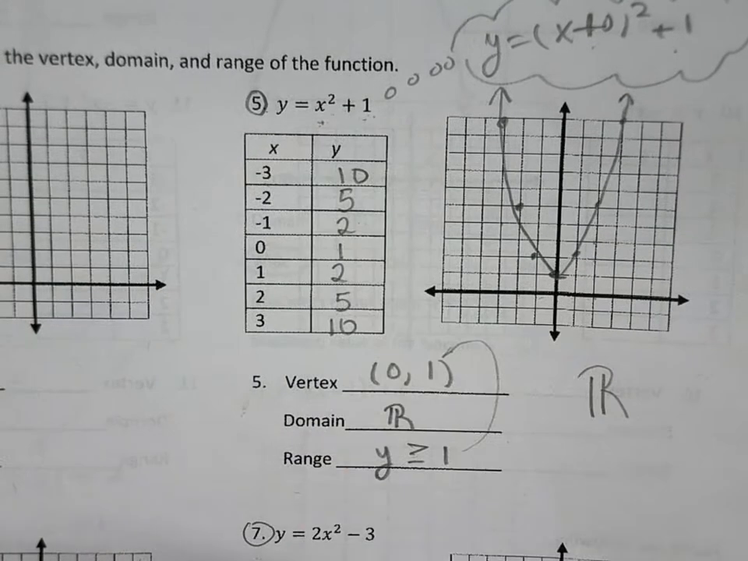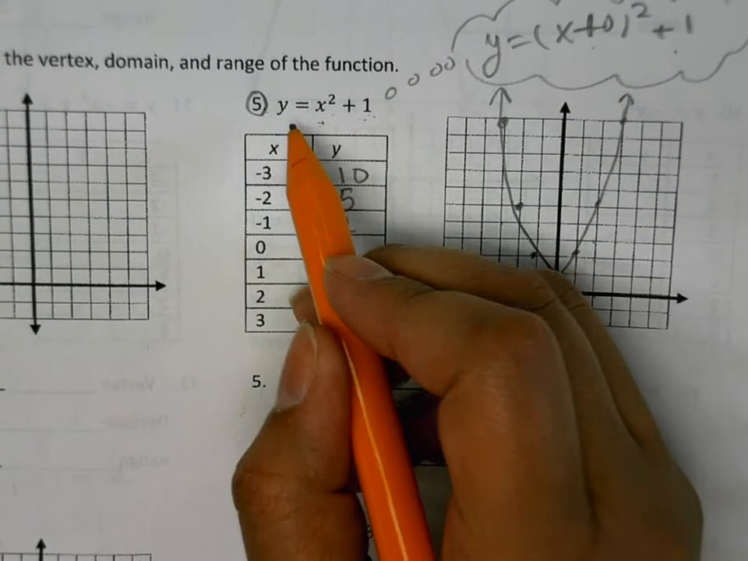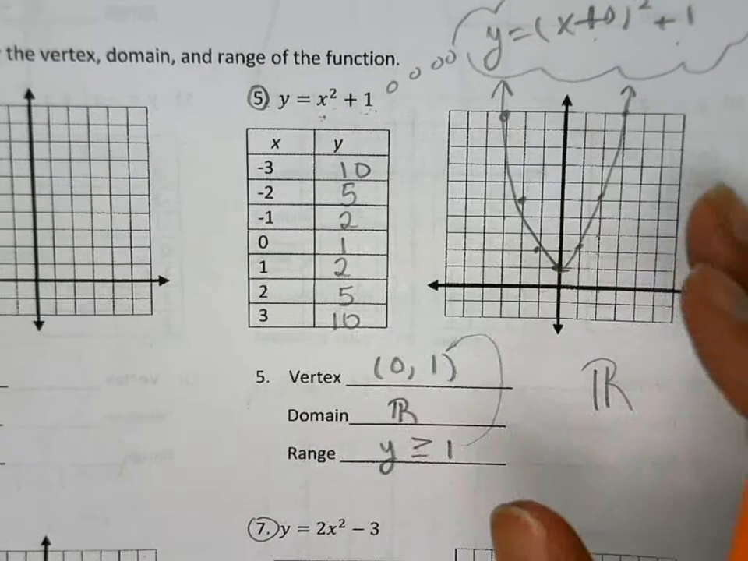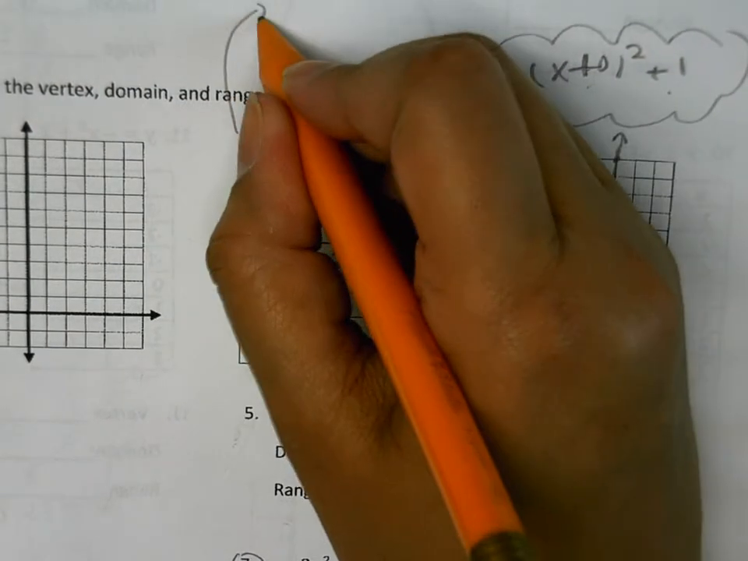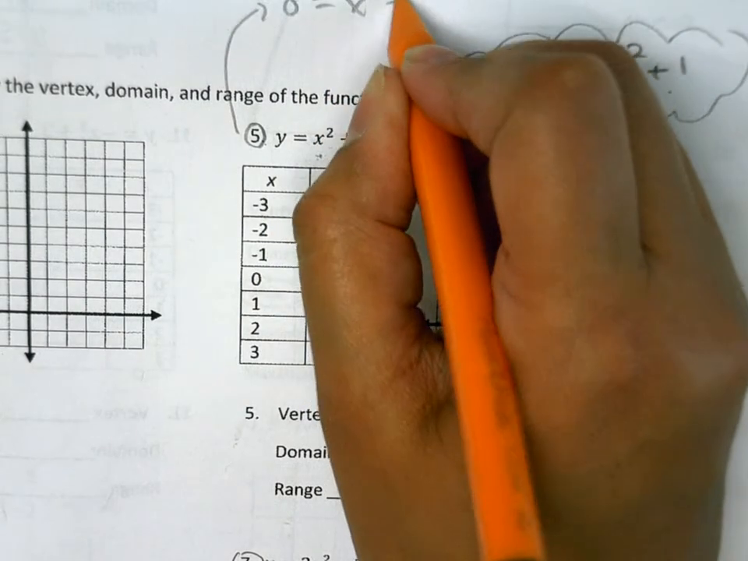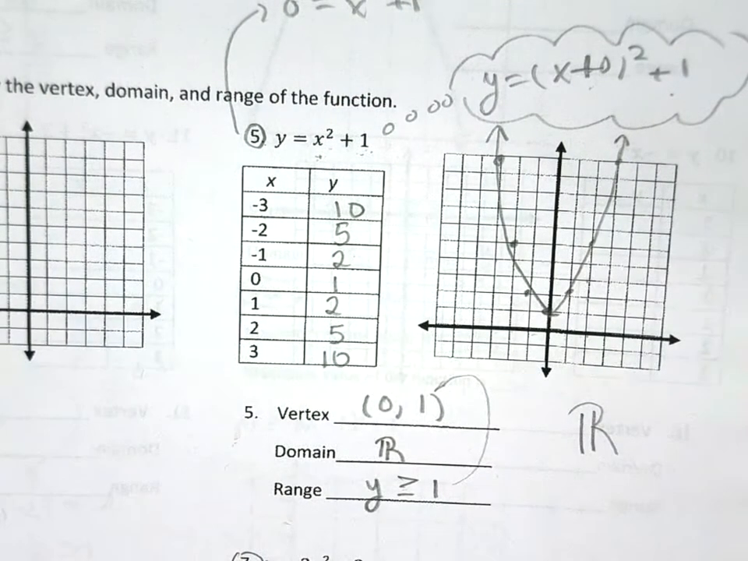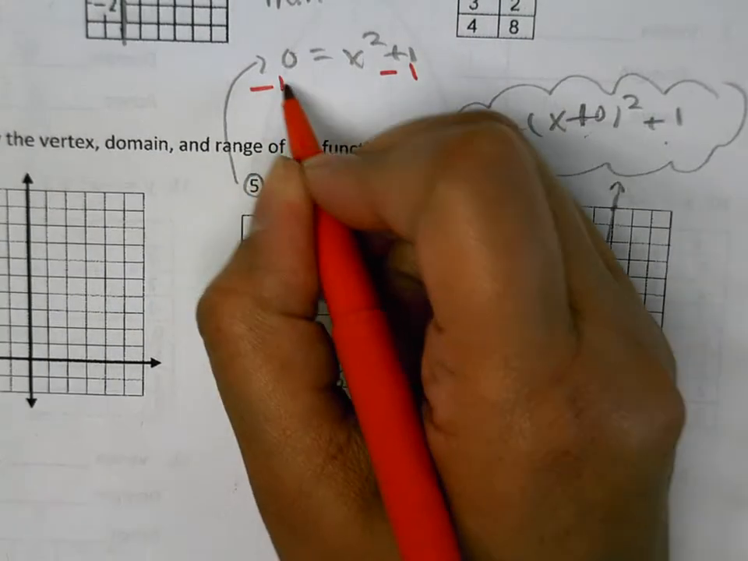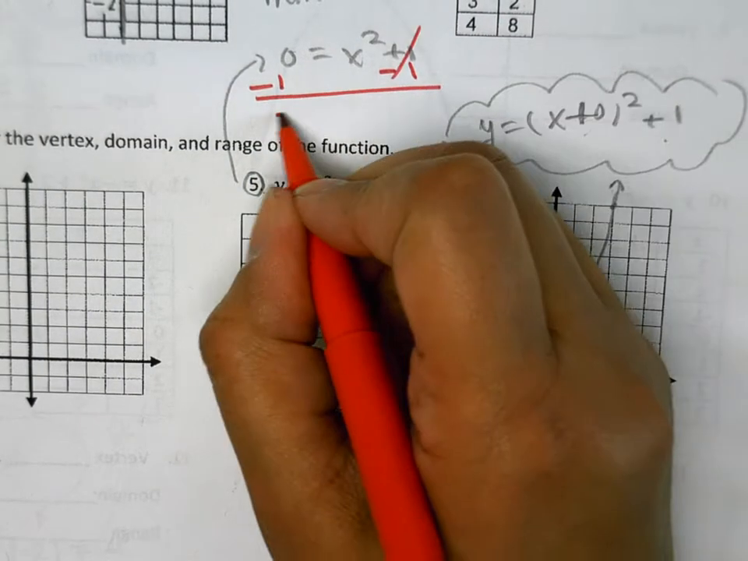And if you look at solving it here, what if I was looking for the x-intercepts? What would I plug in for y? I just said it earlier. 0. Do you guys agree? Yeah. 0 equals x squared plus 1. How would I solve that? What would I subtract? The 1. There's nothing to divide. So negative 1 equals x squared.